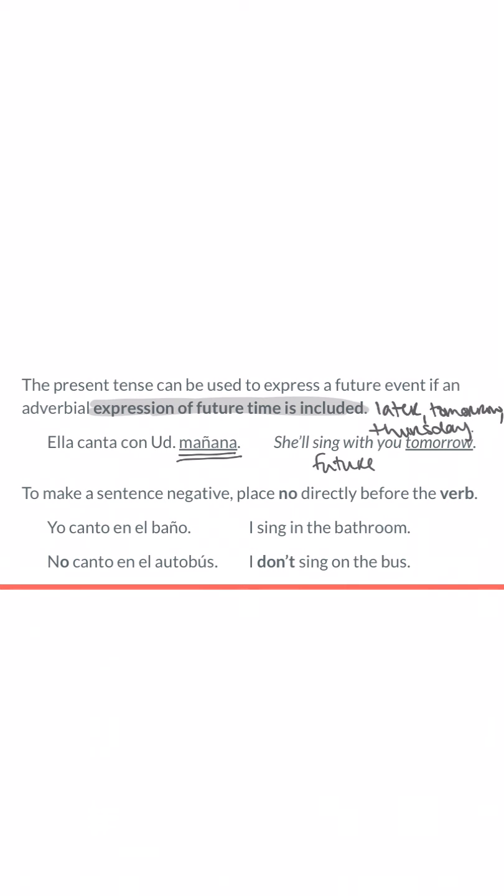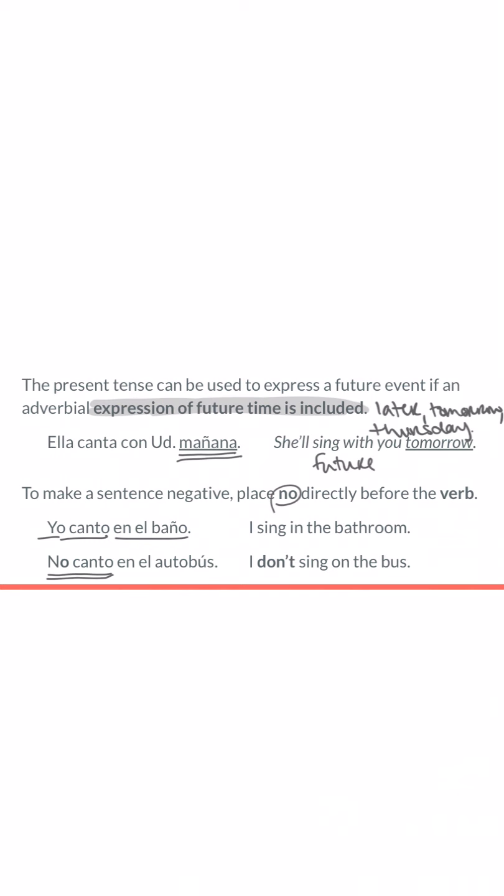She'll sing with you tomorrow. Okay? And we should be used to this just like our verb or word hay. To make a sentence negative, we simply put the word no directly before the verb, just like we would say no hay. So here we go. We have the sentence, yo canto en el baño, or I sing in the bathroom, versus yo no canto en el autobús. I don't sing on the bus.